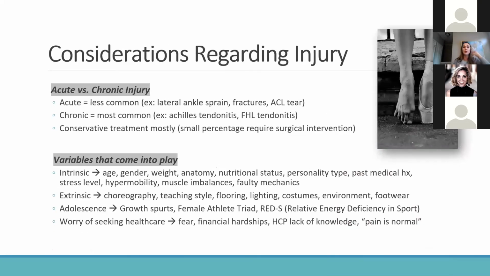So considerations regarding injury, just making mention of the difference between acute injury and chronic injury and what we see the most of. An acute injury like your lateral ankle sprain or your fracture or ACL tear that could come from a fall or turning wrong on a pointe shoe is going to be less common, but we do see it, versus chronic injury, that overuse, the microtrauma to the tissue, which is the most common.